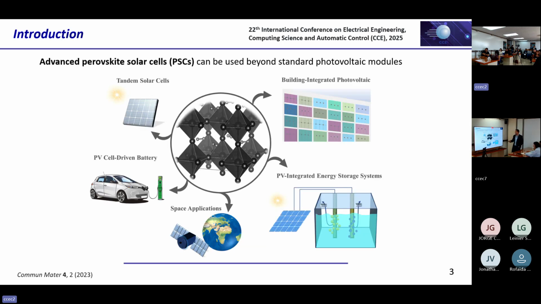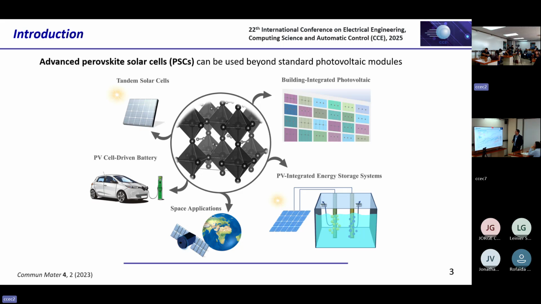For the introduction, the perovskite solar cell has attracted a lot of interest in recent years because they are semiconductor devices with high efficiency, and now they are more stable every day. So people are searching not only in the typical or standard photovoltaic model, they also try different applications. That's why the interest in perovskite solar cells is increasing day by day.